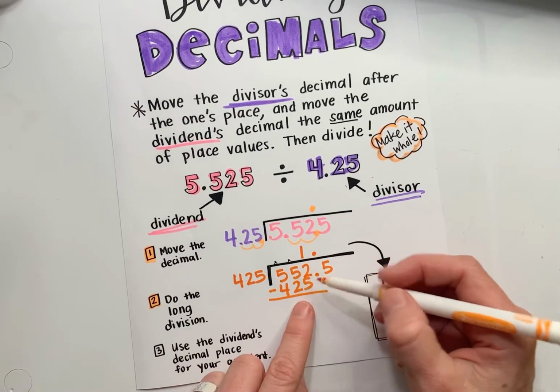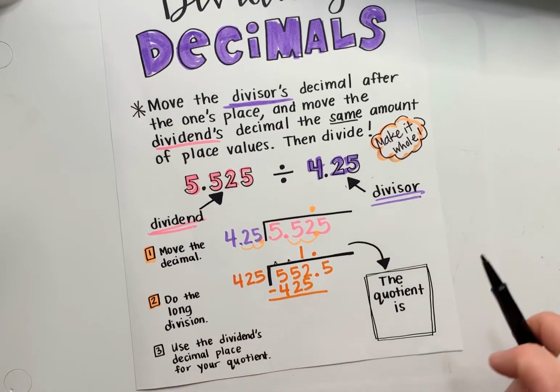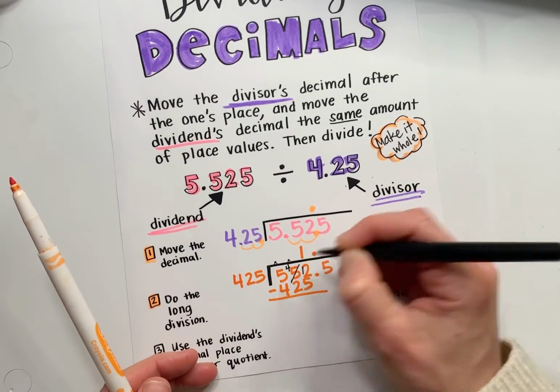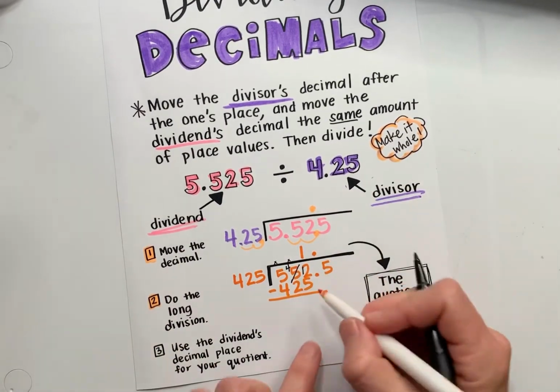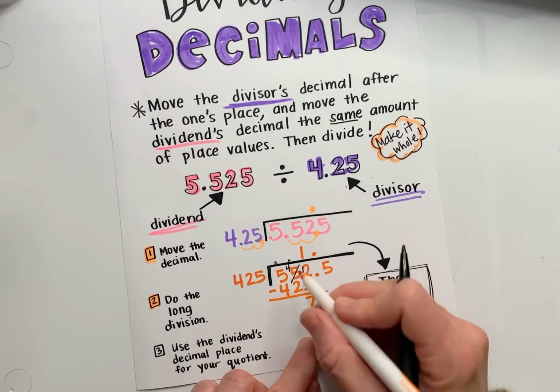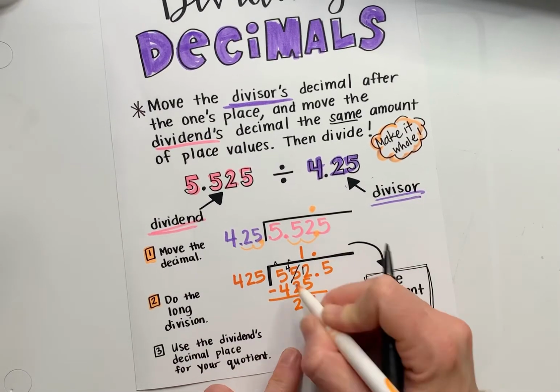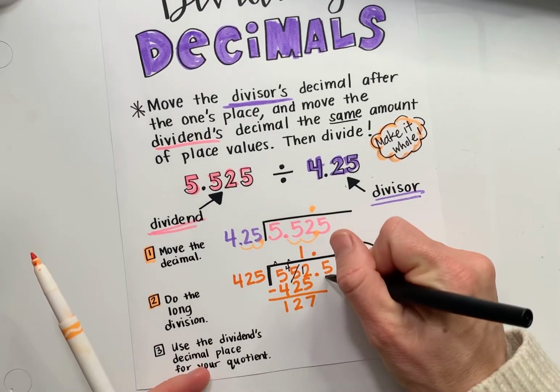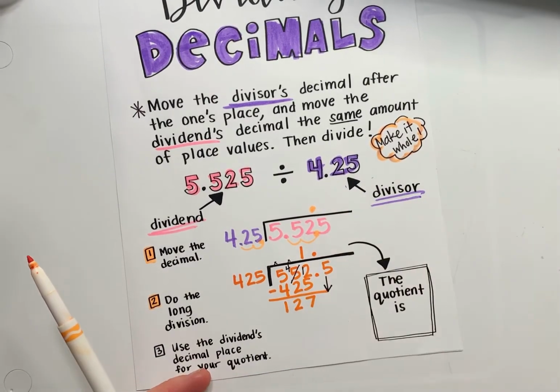2 take away 5, can't quite do it. So I'm going to go ahead and regroup, and I'm going to use a different color so you can see it. 4, and we've got a 12. And then that's going to be a 7. 4 minus 2 is 2. 5 minus 4 is going to be 1. And the next thing I do is I bring down that 5.